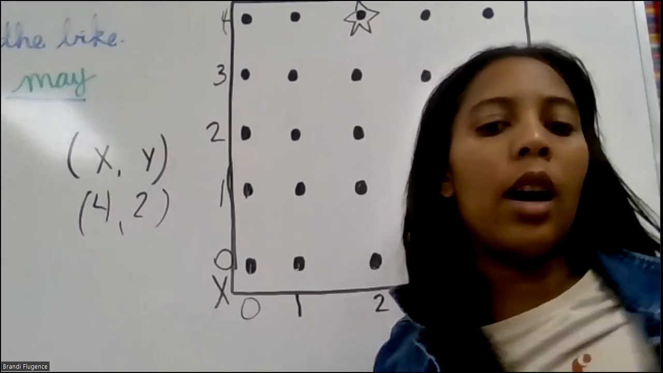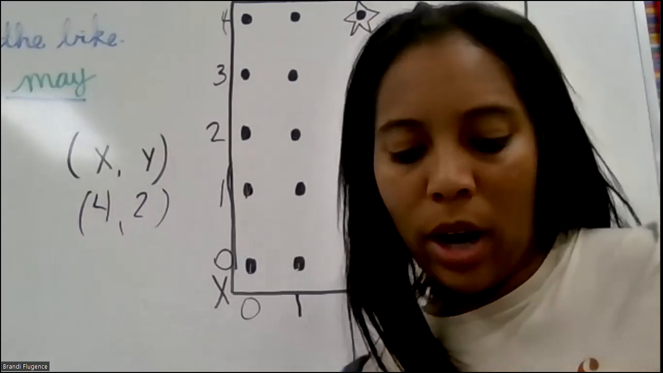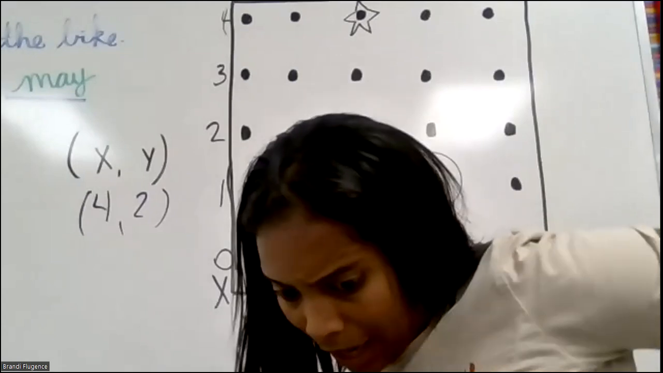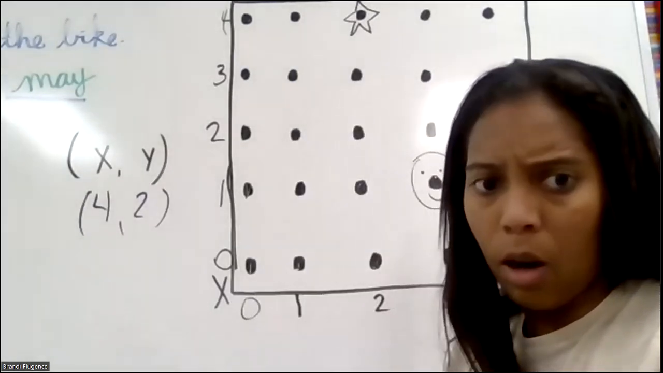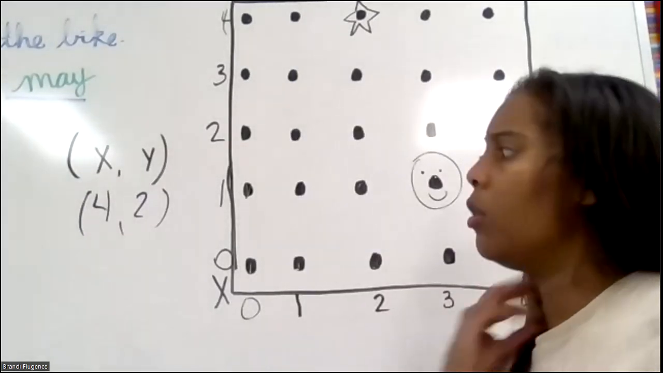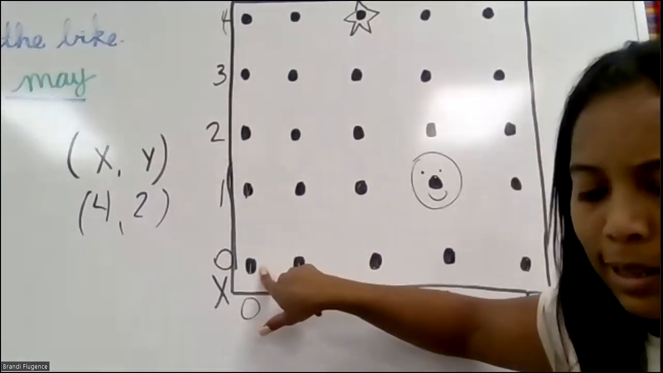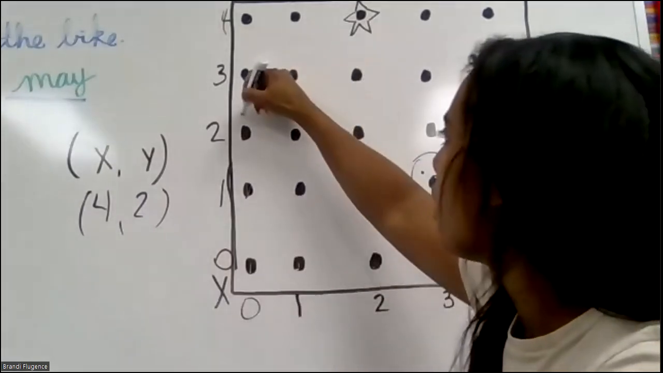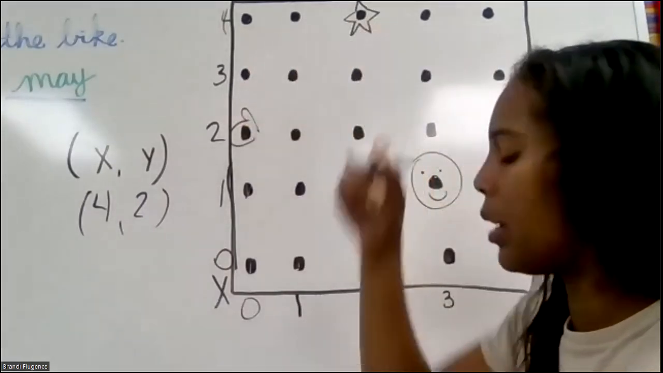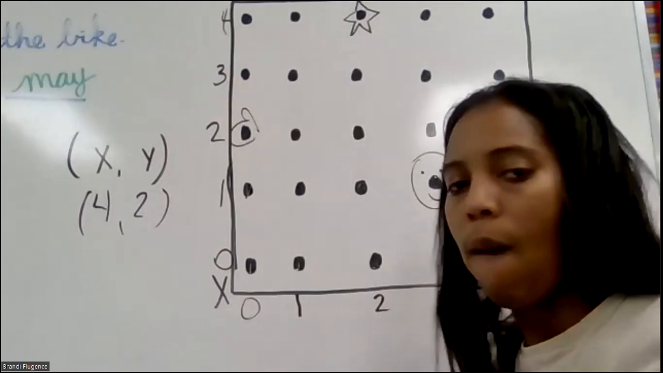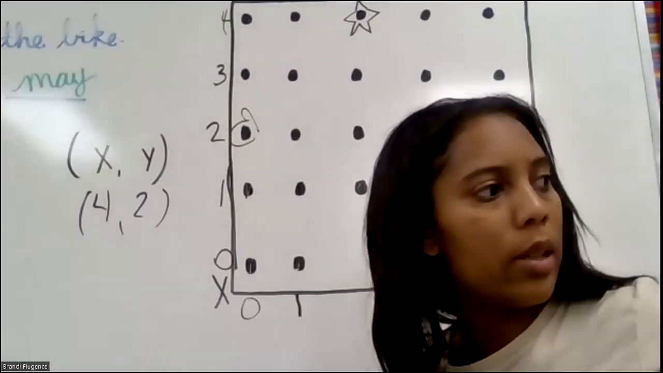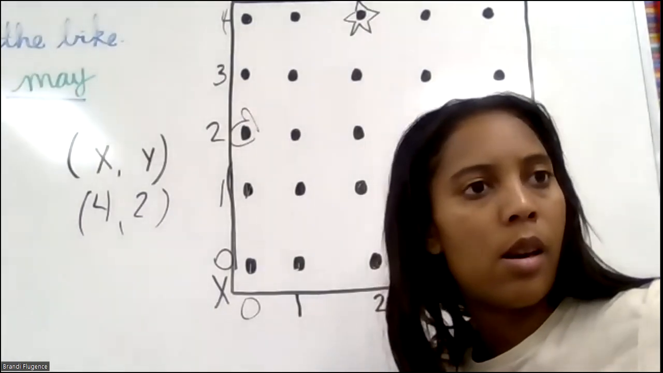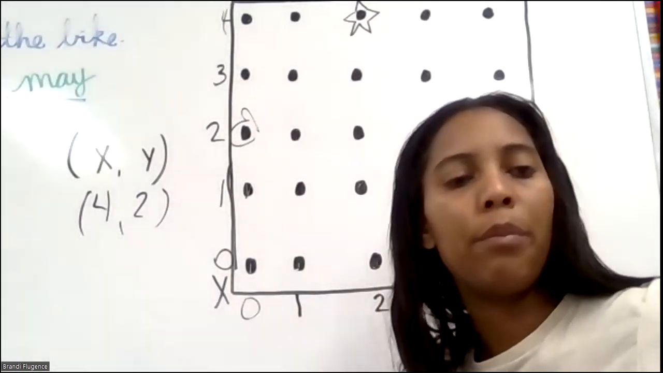All right, let's look at the heart. Where is the heart on our X-axis? 0. And then when we go up, where does it stop on the Y? At the 2. So what is our number? 0, 2. That's where our heart is. Do you understand? Well, you got to mark it.